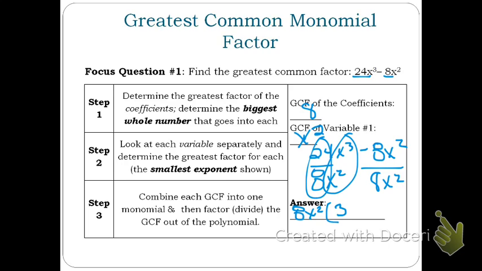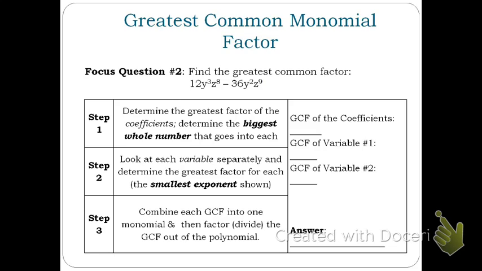X to the third over x to the second is just x, because you subtract their exponents. Negative 8 over negative 8 equals negative 1. I'm going to hold that thought for a second. Well, I could go ahead and write a 1 there. And then x to the second over x to the second, well, those cancel out because it'd be x to the 0. So there, you've just factored using greatest common factors.